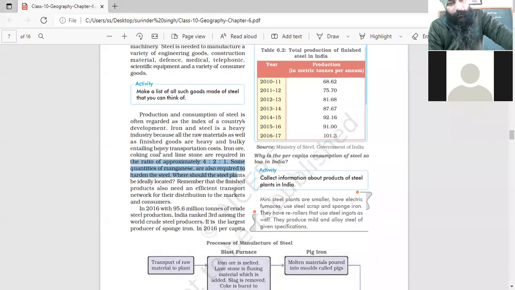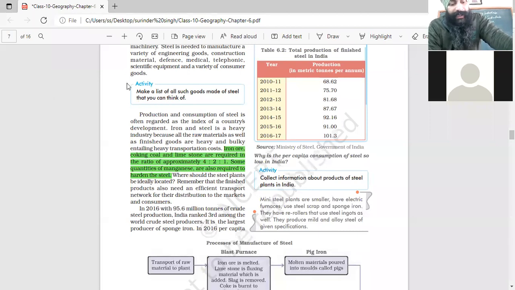A number of raw materials are required for manufacturing of steel. Iron ore, coking coal, and limestone are required at a ratio of 4:2:1. Nearly 10 kgs of manganese is required to manufacture 1 ton of steel. These raw materials are mined in the Chota Nagpur plateau. That's why the iron and steel industries are concentrated in parts of the Chota Nagpur region.